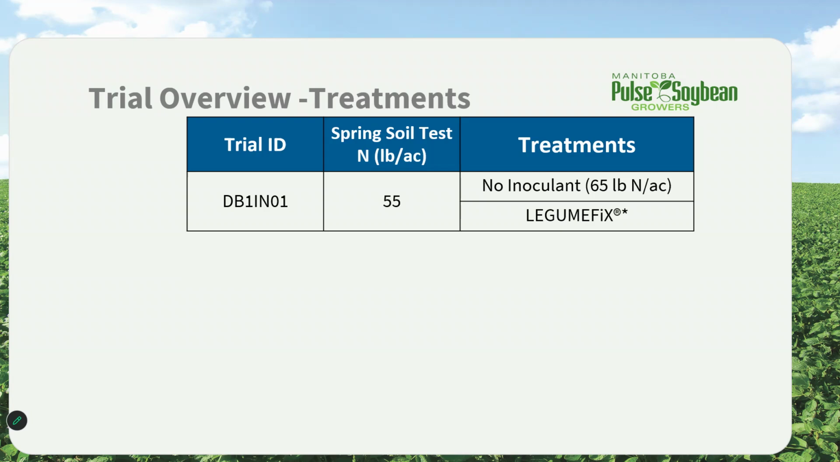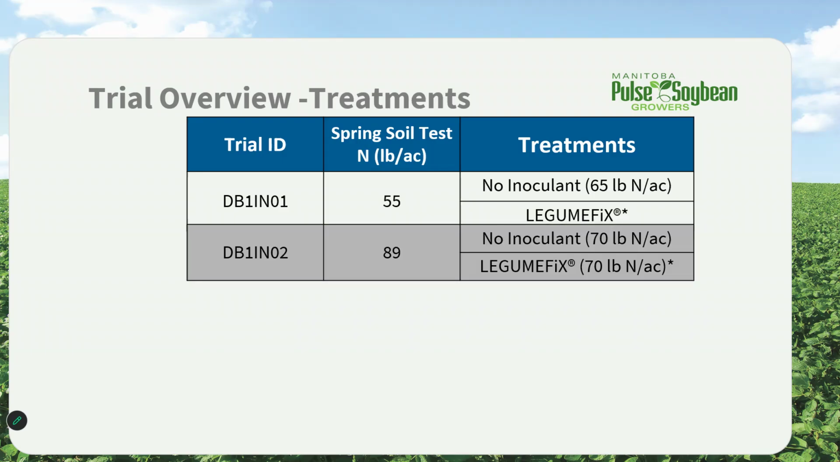So at dry bean inoculant 01, we had a spring soil test of 55 pounds per acre, and we looked at no inoculant but with the 65 pounds per acre N compared to a product called Legume Fix. At O2, we had a spring soil test of 89 pounds per acre nitrogen, and the farmer compared no inoculant to Legume Fix, but they broadcasted 75 or 70 pounds per acre nitrogen across the whole trial area.